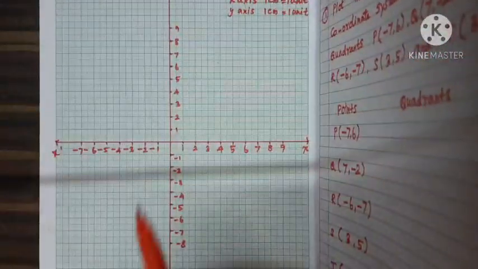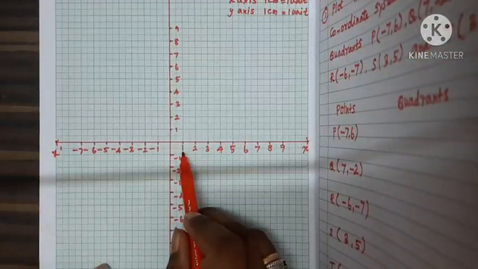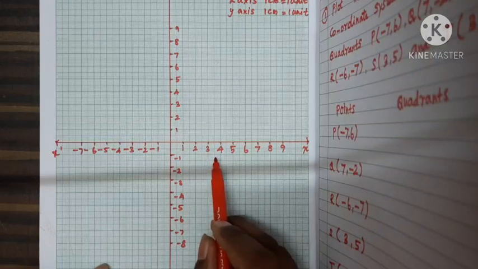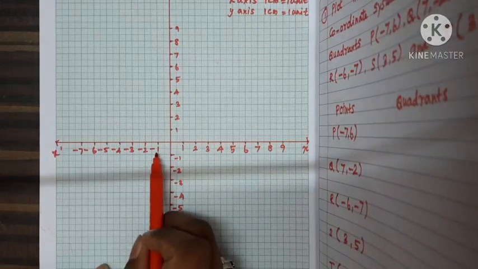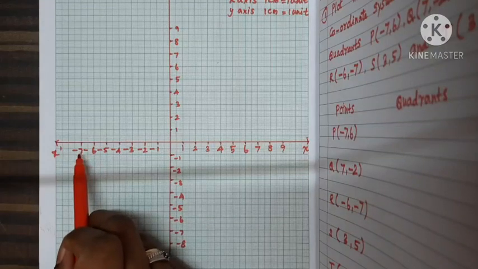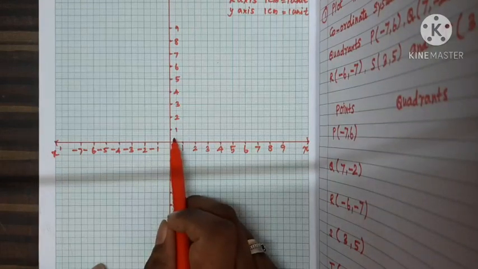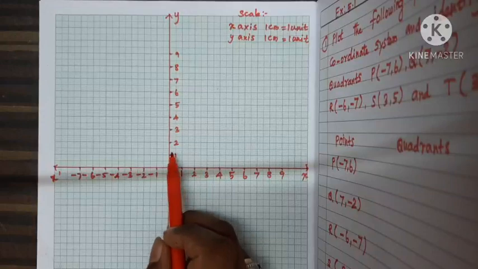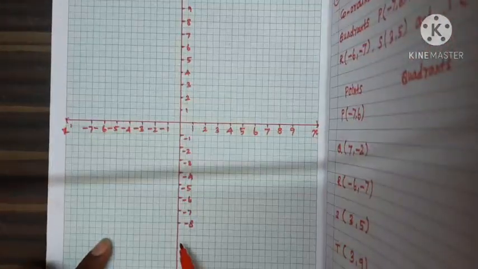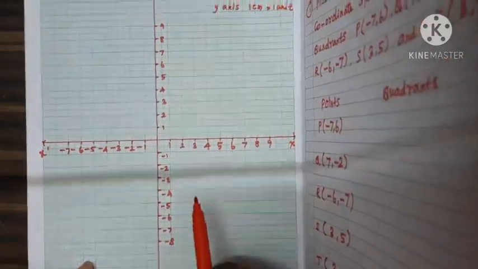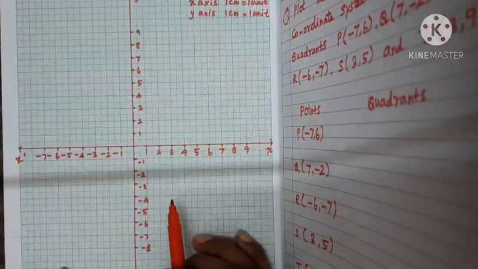As usual, you have to plot the points on the x-axis: 1, 2, 3, 4, 5, 6 up to 9, and then the negative values -1, -2 up to -7. On the y-axis, the positive values go up to 9, and the negative values up to -8. Now we have to plot the points.